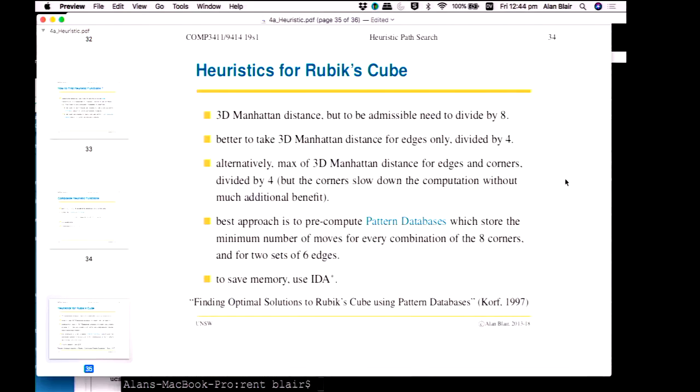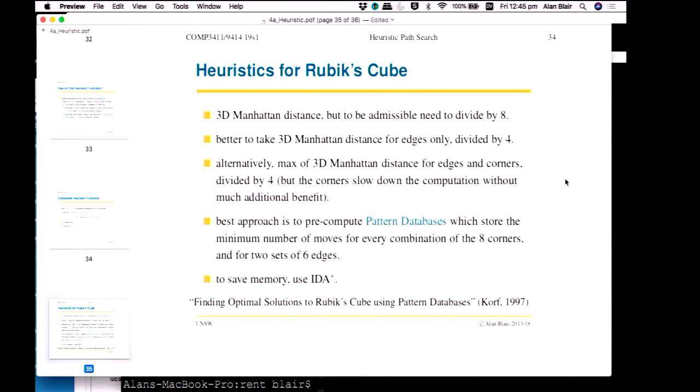So he asks, what's the minimum number of moves that would be required to solve for these 6 edges? He pre-computes that. And what is it for these other 6 edges? He pre-computes that. So that gives him 3 heuristics: 1 heuristic based on the corners, 1 heuristic based on 6 edges, and 1 heuristic based on the other 6 edges. So he's got H1, H2, and H3, and then he takes the maximum of those 3 heuristics.